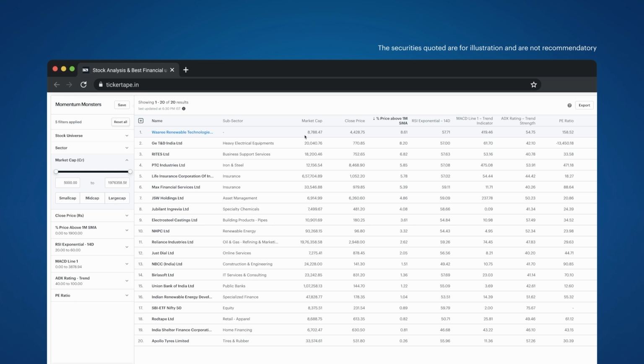So go do your own research, make some genuine use of filters, and we hope this course made it easy for you to understand the art of stock picking.